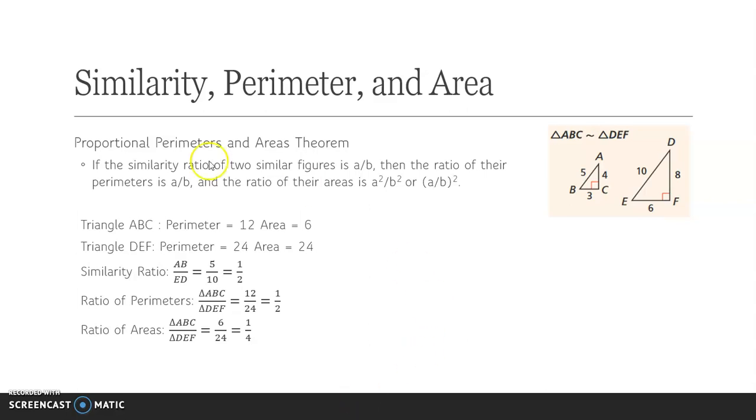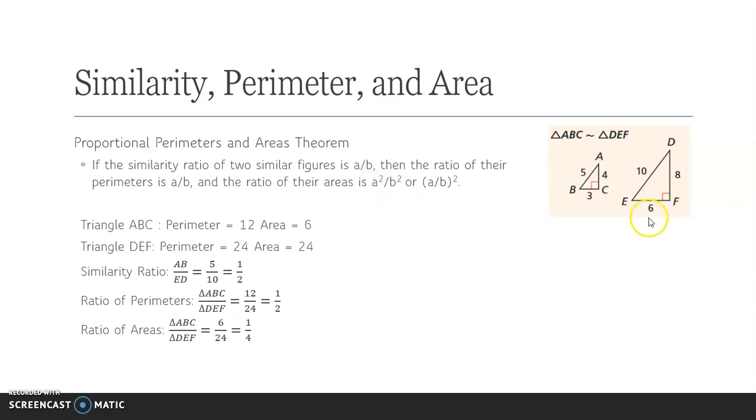So we have a theorem that is called the proportional perimeters and areas theorem. It says that if we know the similarity ratio for two similar shapes, then we can talk about the ratio of their perimeters and the ratio of their areas. So if I wanted the ratio of the perimeters, it's going to be equal to that similarity ratio. And if I wanted the ratio of their areas, I have to square the similarity ratio.